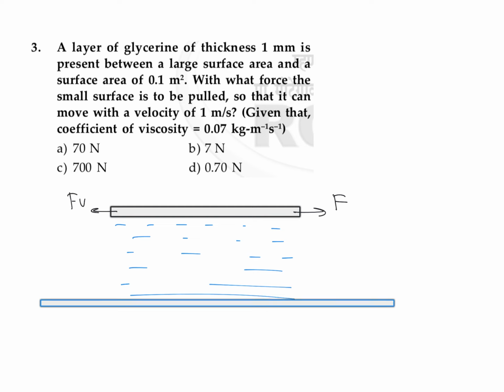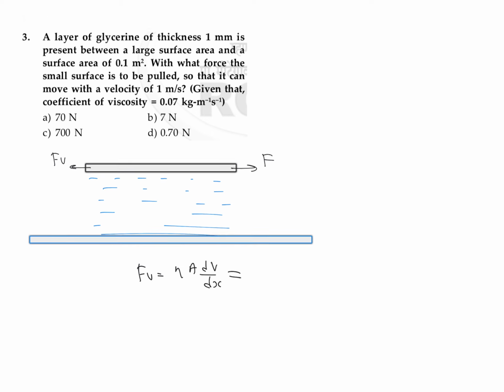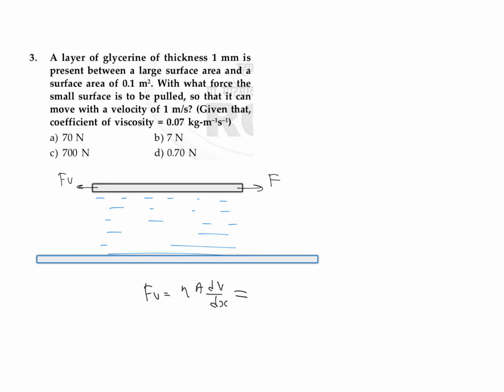And we can just consider the equation for viscous force, which is equal to eta into A into dV divided by dx. The value of eta is given in this question as 0.7 in the SI system, and the area is given as 0.1, and dV means difference in velocity.